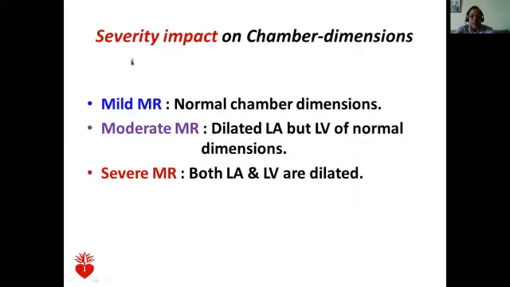Now, chamber-wise, what is the severity impact on chamber dimensions? For mild MR, chamber dimensions are normal. For moderate MR, LA is dilated, but LV is of normal dimension. In severe MR, both LA and LV are dilated. This is the hemodynamic concept here and it is very important.